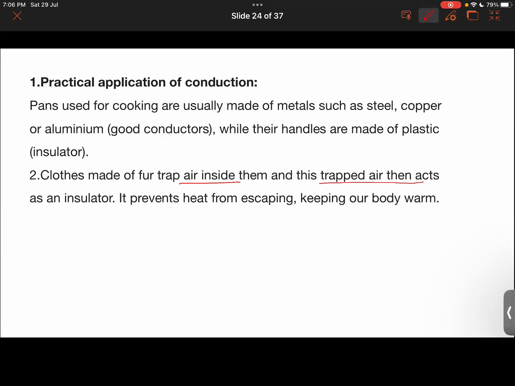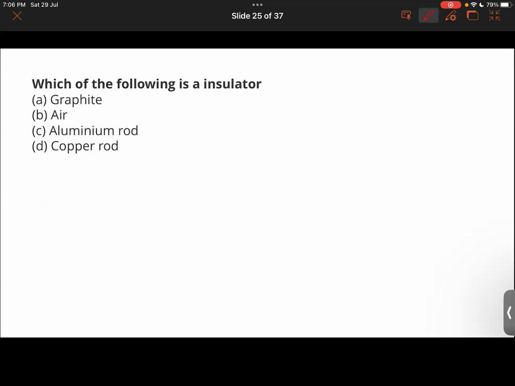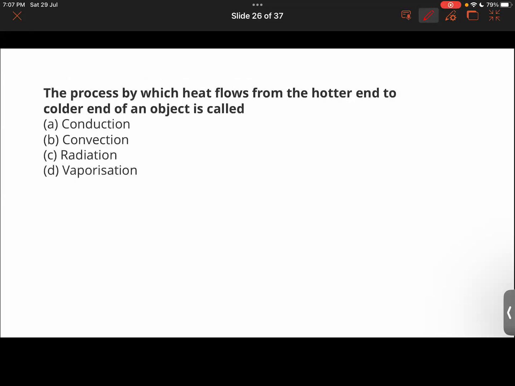Now let's discuss some questions. Which of the following is an insulator? Air. Good. The process by which heat flows from the hotter end to the colder end of an object is called conduction. Good.